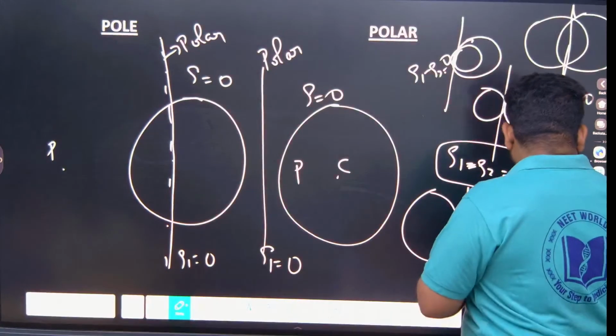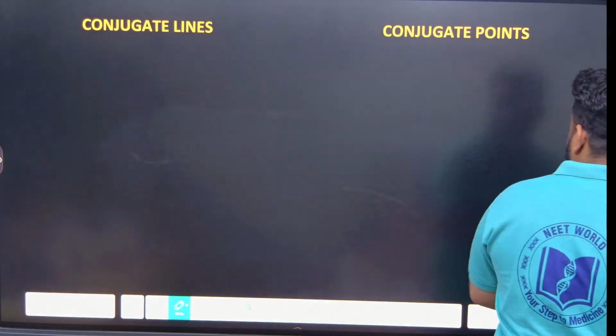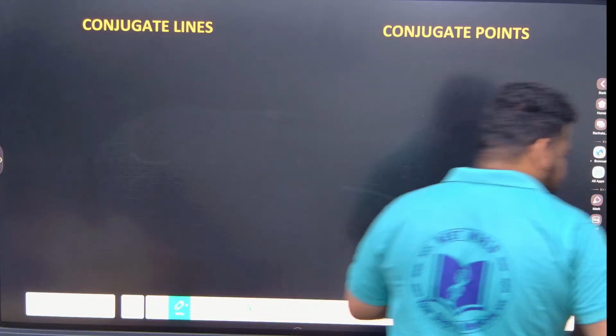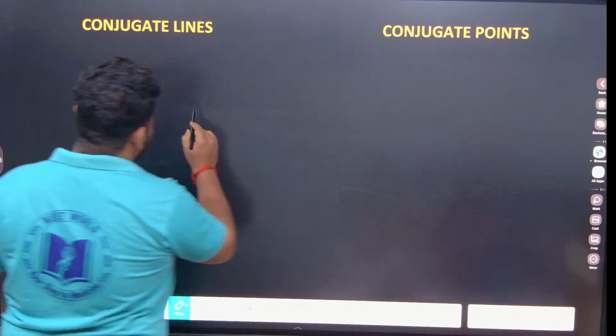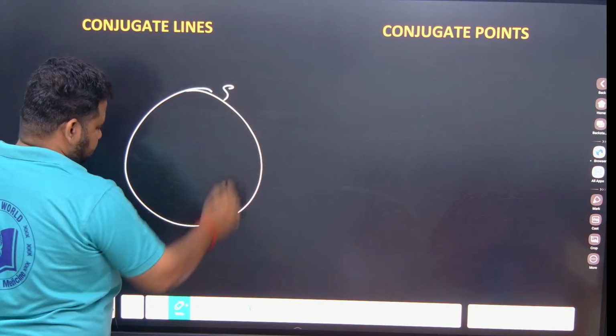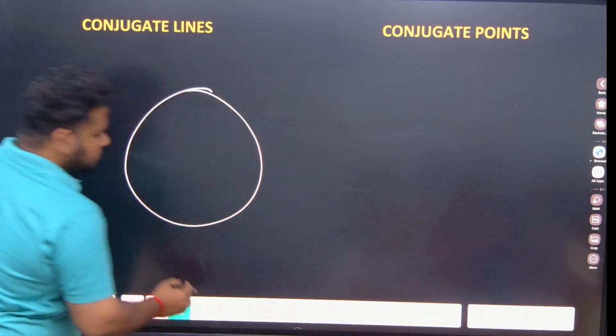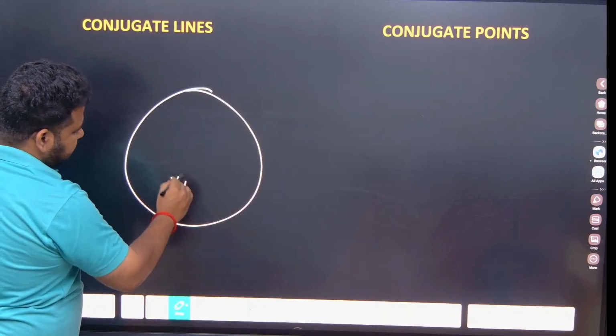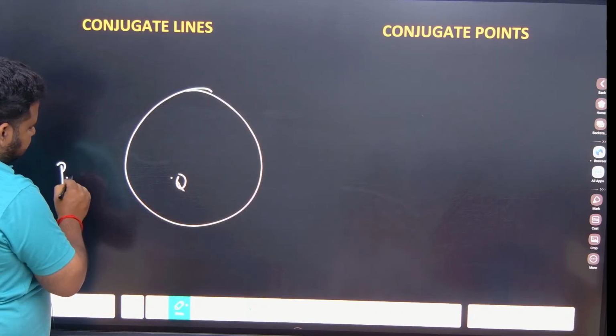Now let us go to conjugate lines and conjugate points. Conjugate lines and conjugate points. Please focus here, very important. So see here, suppose this is a circle. Suppose there is a point Q inside the circle and a point P outside the circle.